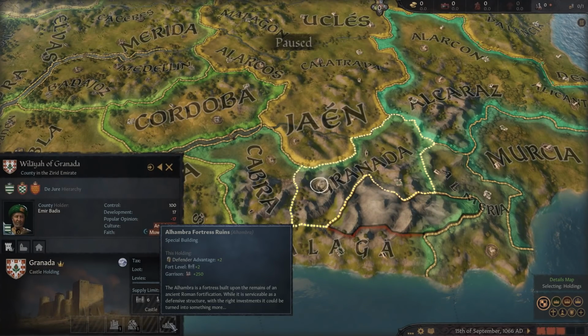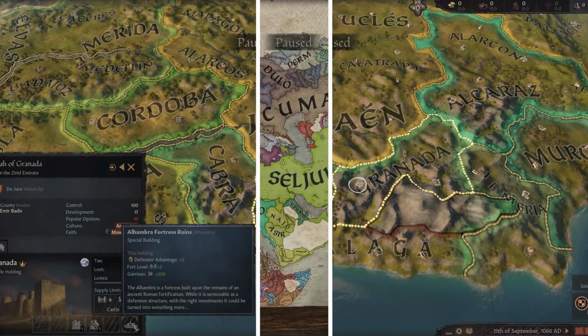If you, for just 2,000 gold, in 6 years, turn it into the Royal Palace of Alhambra, your fort level goes to +8, Garrison +1,000, Defender Advantage of +8, monthly development of +0.2, and monthly prestige of +10%, and your monthly control goes up by +1.